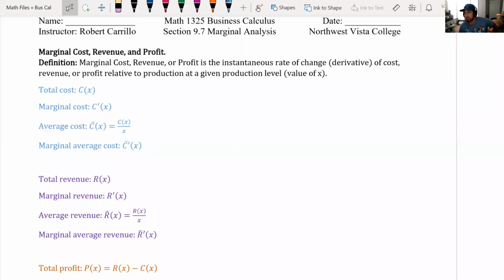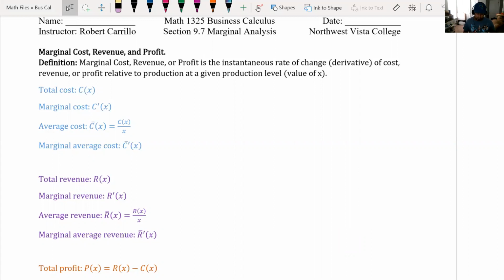So marginal is just another fancy word for derivative. We want to find marginal cost, revenue, and profit functions. The definition is the instantaneous rate of change, or the derivative, of cost, revenue, or profit relative to production at a given production level. Remember that the derivative finds a slope at exactly one point. So if we want the marginal revenue at X items, we want to know: is our revenue, cost, or profit increasing or decreasing at a certain value of X? That's all this marginal stuff is.